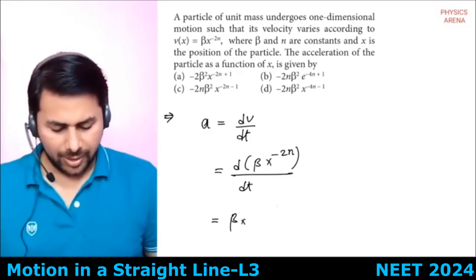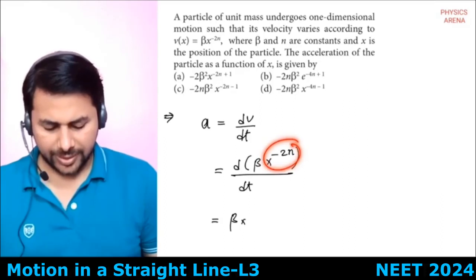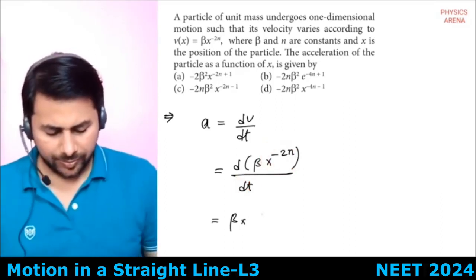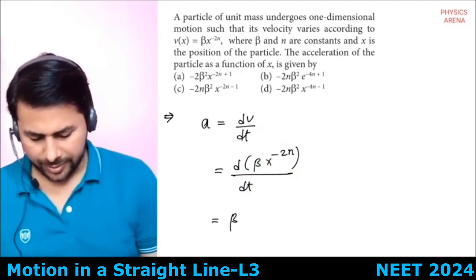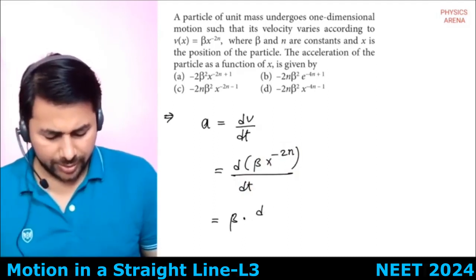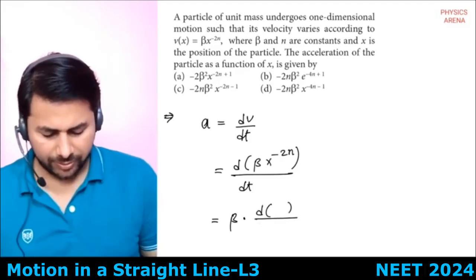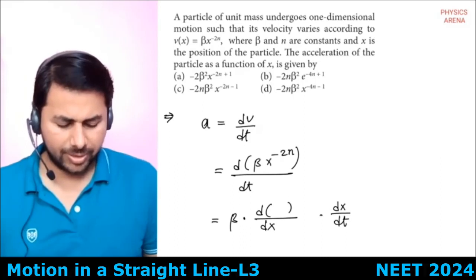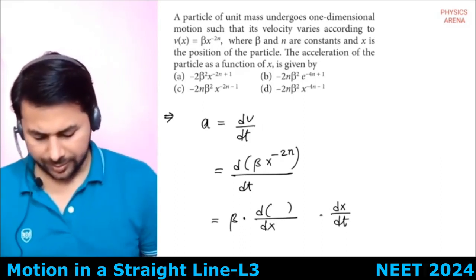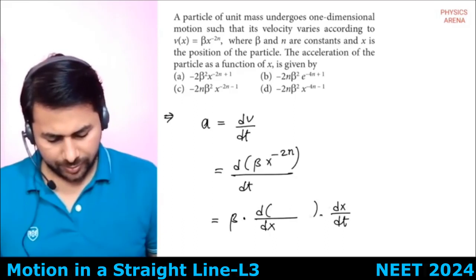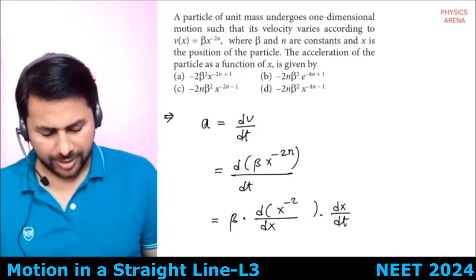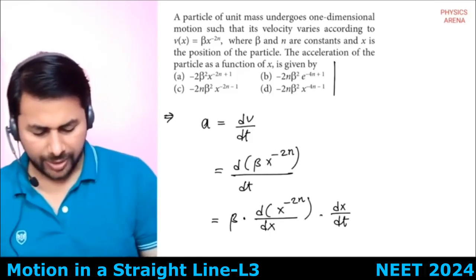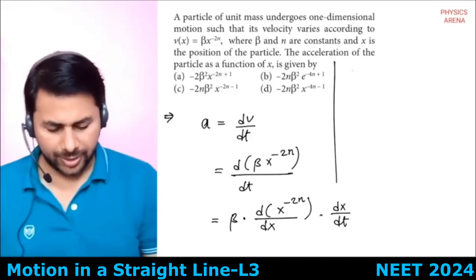Okay, very good. So you have a function of x and you are taking its derivative with respect to t. So what should you do? You take derivative of this function with respect to x first and then take derivative of x with respect to t. So what is the function? X raised to minus 2n is the function. Very good. So we have to use chain rule here.